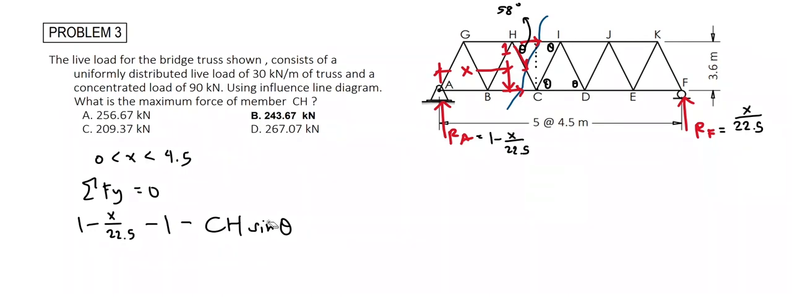So sine of theta, that is sine of 58 degrees, all equal to 0. Simplifying this expression, we have 1 minus 1, that's 0. Solving for CH, that is just equal to negative x over 22.5 times sine of 58 degrees.